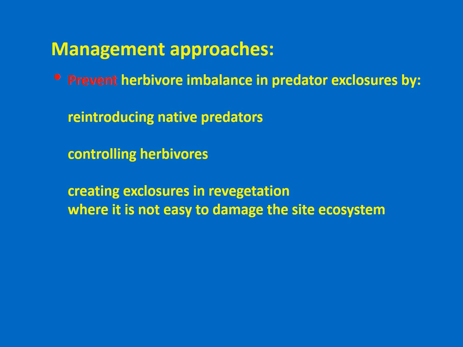So we need to prevent herbivore imbalance inside predator exposures by perhaps reintroducing native predators. Hardly practical, because the home range of a dingo exceeds the size of any of these exposures. And then you'd have inbreeding in the dingo. So they'd kill all of your precious animals, and then because it's below their home range, they'd starve. It's not really feasible. Controlling herbivores is much more practical.